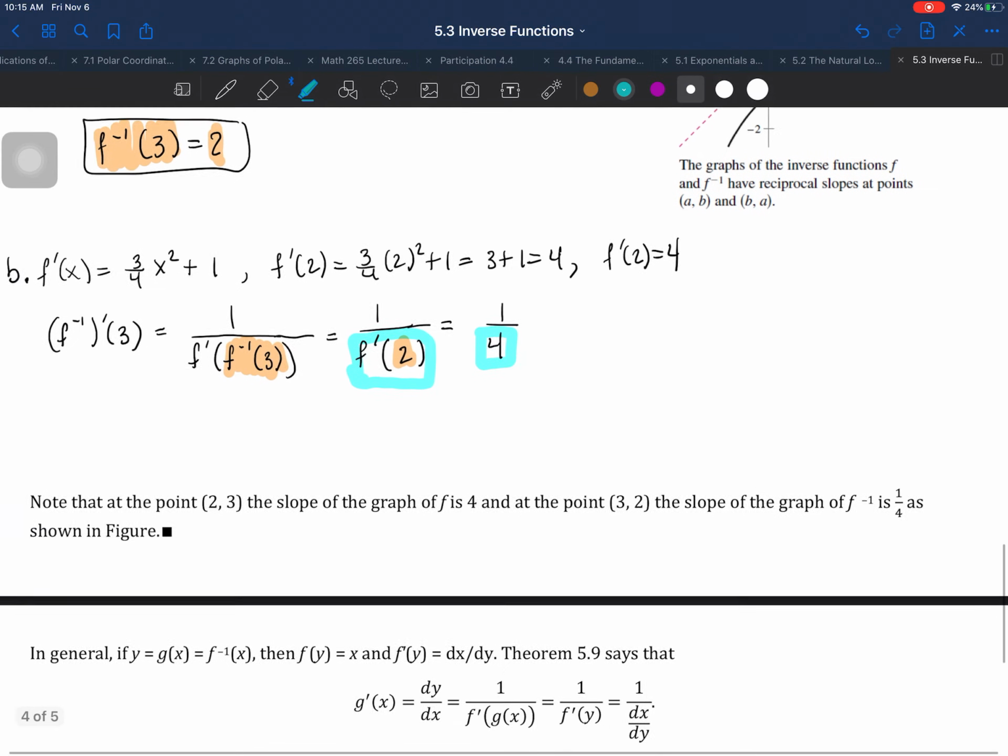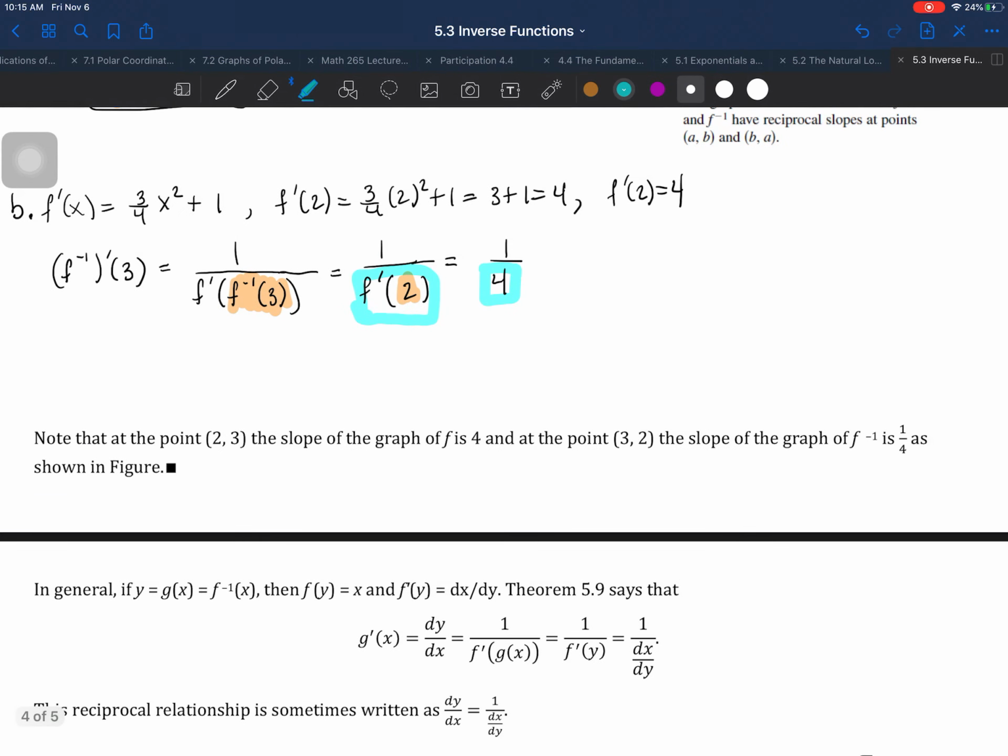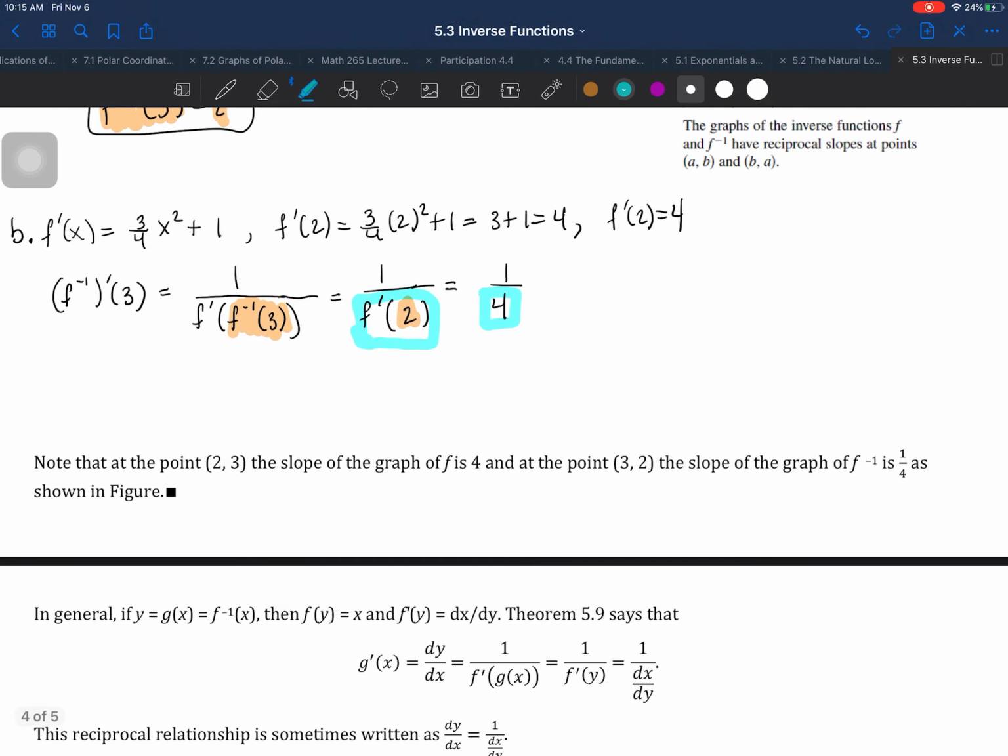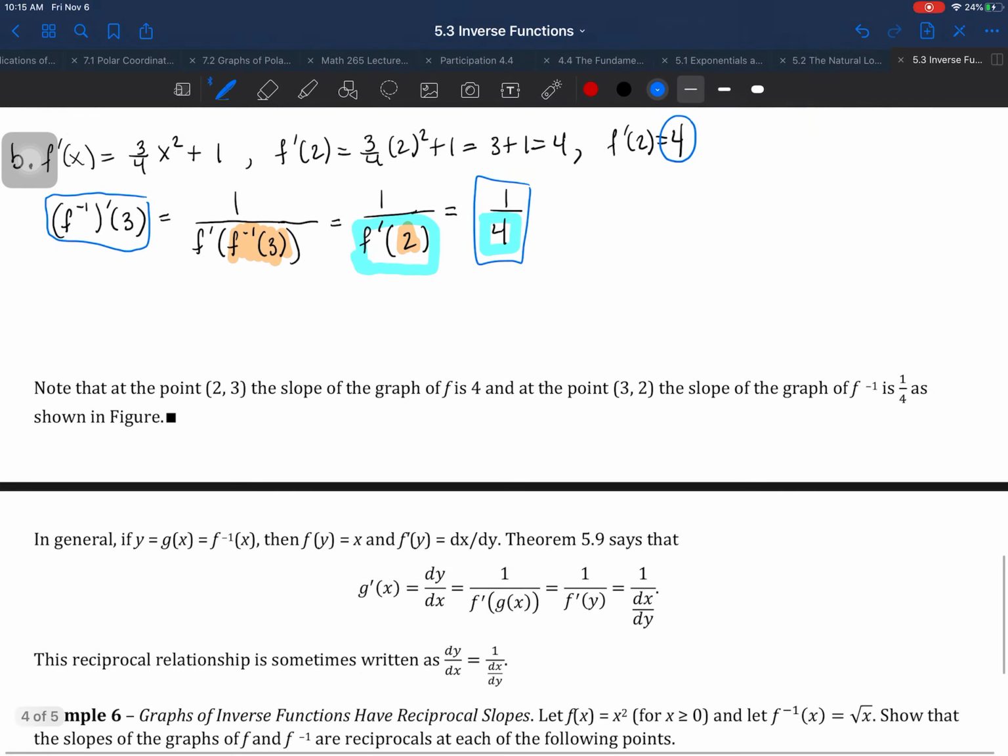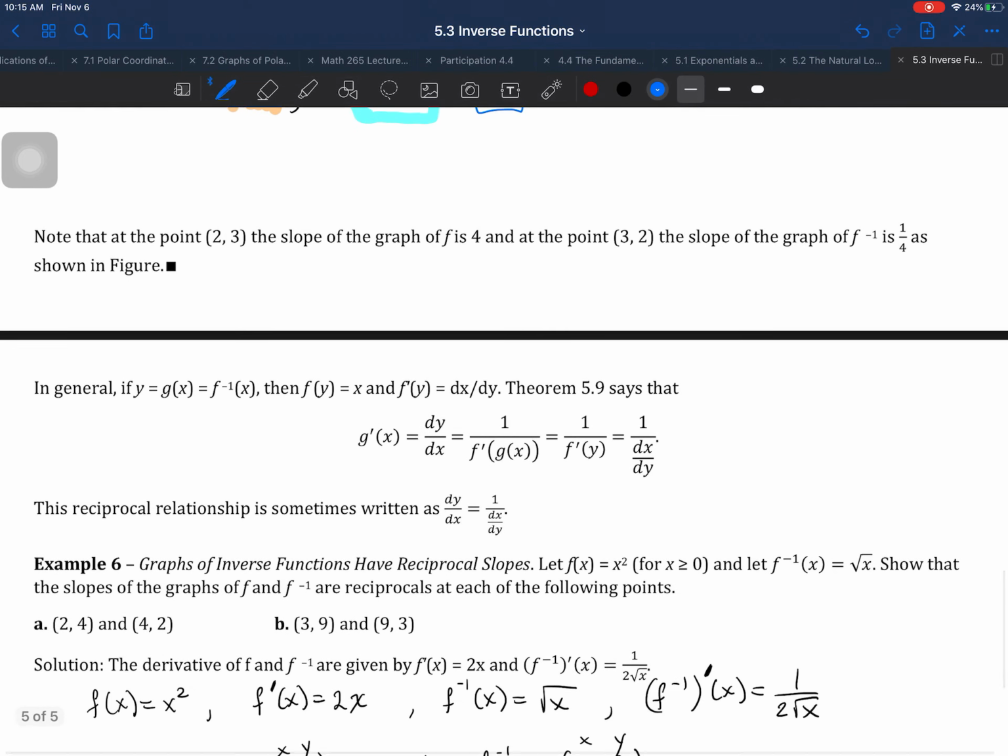So there you go. We were able to find it. But it's actually interesting what we are getting here, because if you notice, we know f prime of 2, and then we have this result of f inverse prime of 3 gives us the reciprocal of that. So let's see if that's just pure accident or just coincidence.